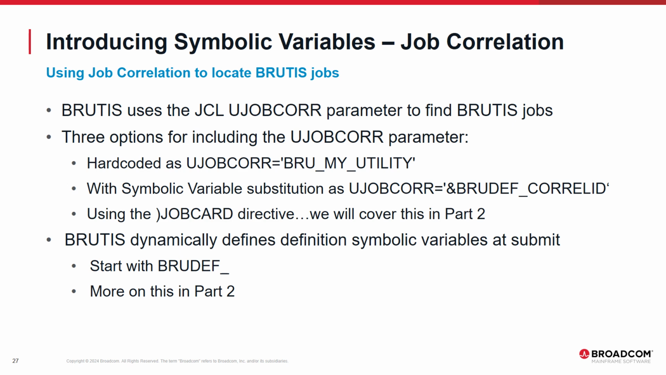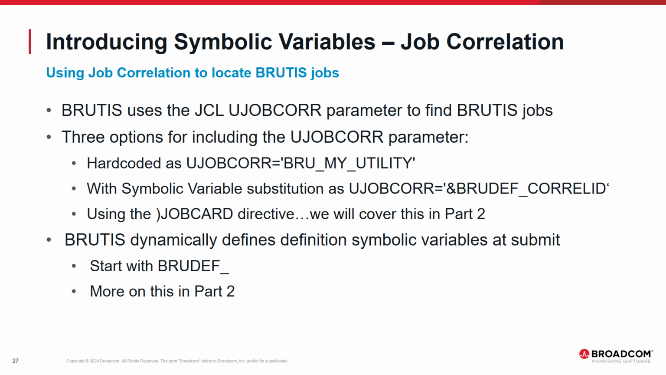The value for the uJobCore parameter for BRUTIS is BRU underscore followed by your BRUTIS name. You can hard code that with the first example, but the best practice is to allow BRUTIS to fill in this name. BRUTIS builds several symbolic variables at the time you submit your job, one of which is the correlation value that BRUTIS needs. This variable is BRUDEF underscore correl ID. We will cover more of these auto-defined variables in part 2 of this series.